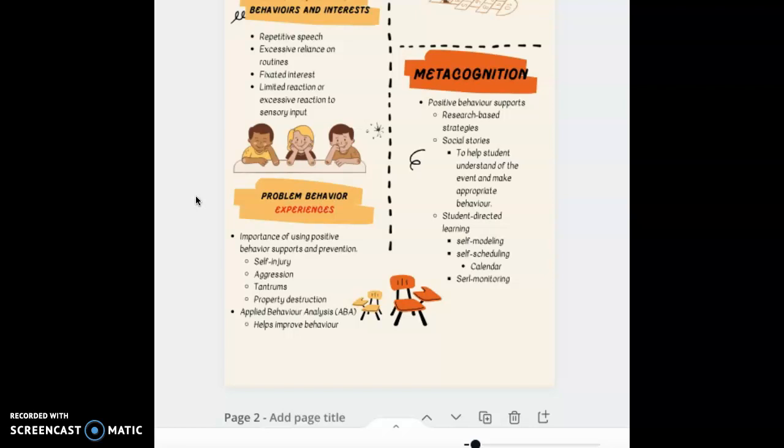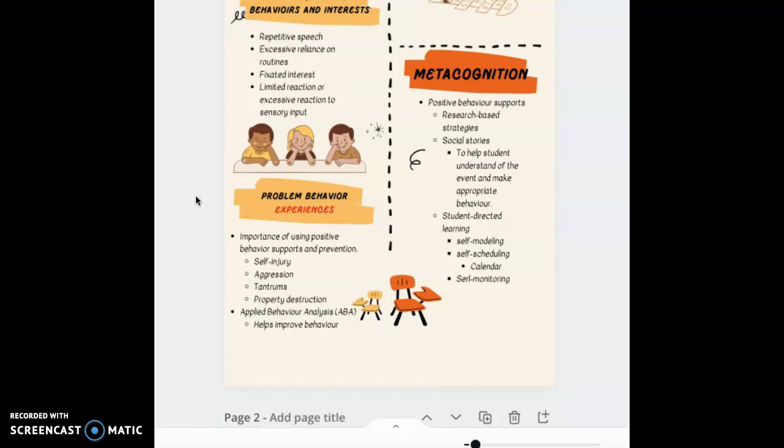One is called Applied Behavior Analysis, also known as ABA, which helps improve the student's behavior. This research-based strategy uses positive reinforcement to help them develop social skills, academic skills, and also life skills like hygiene, dressing, etc. Within schools, there are also positive behavior supports using visuals and understanding the student.